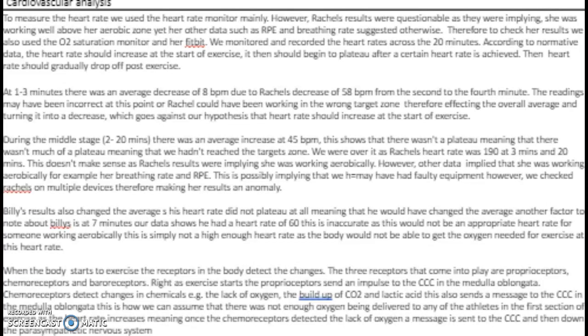We monitored and recorded the heart rates across the 20 minutes. According to normative data, the heart rate should increase at the start of exercise, then it should begin to plateau after a certain heart rate is achieved, and then heart rate should gradually drop off post-exercise.